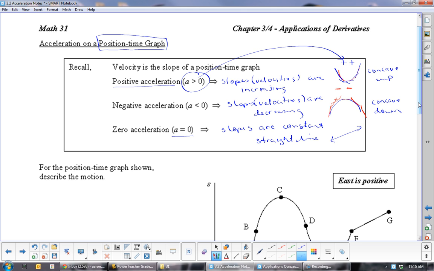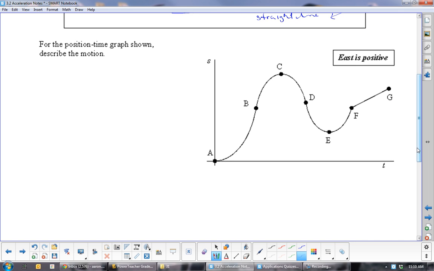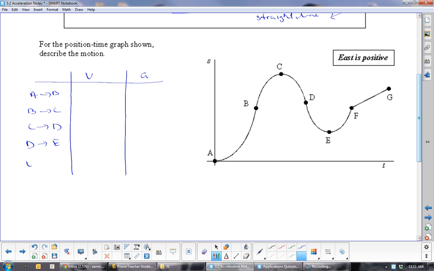So the hard part will be maybe just looking at a distance time graph and saying, hey, when is it speeding up? And that's not just done by looking at the graph. Okay, so we want to look at this graph. I want to know when it's speeding up. I want to know when it's slowing down. So let's do a chart here. Okay, so let's do velocity here and acceleration there. And let's do, okay, we got A to B, B to C, C to D, D to E, E to F, and F to G.